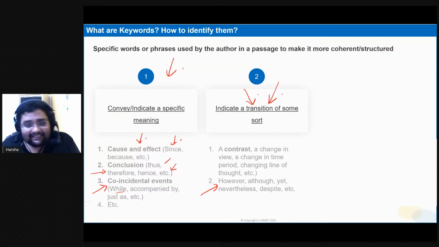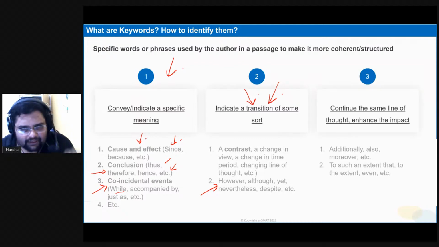You could also have a transition in time. For example, the entire passage could be talking about things that happened 1,000 years ago, and then you'll see one word like recently. The minute you see that word recently, you know that the author is transitioning from 1,000 years ago to today. You should keep track of it while you're reading the passage. I hope these ideas are coming through. If it's coming through, put yes on the chat so that I know. So transition of some point, that's another way of using keywords.